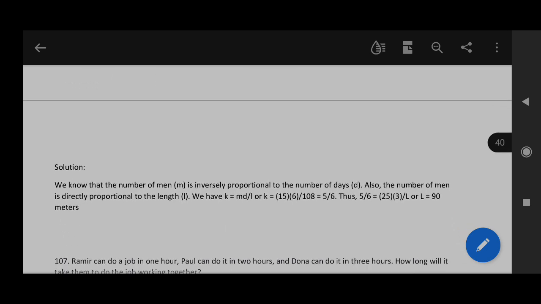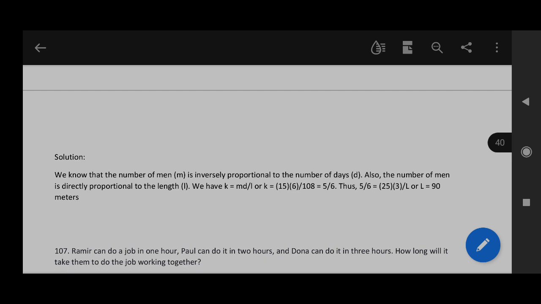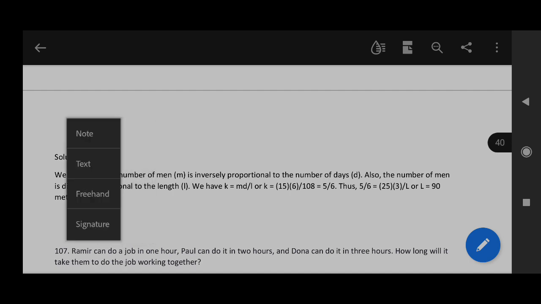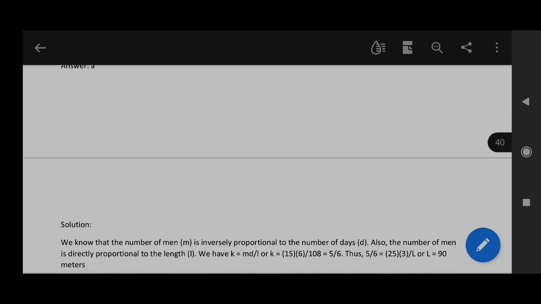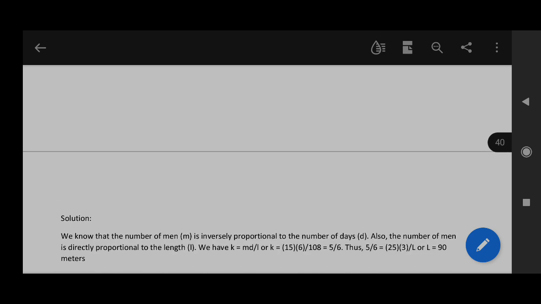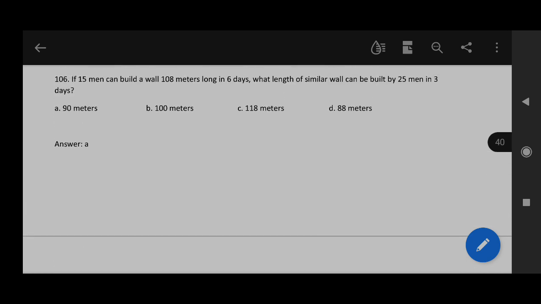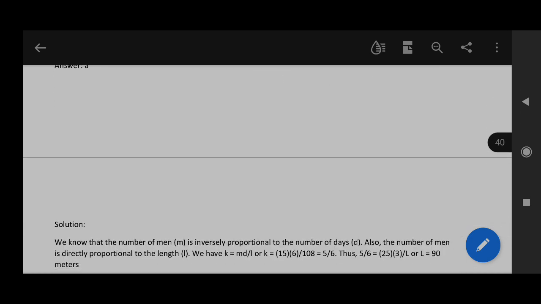Solution: we know that the number of men, or M, is inversely proportional to the number of days, D. Also, the number of men is directly proportional to the length. So you will have a variation there, guys. We have K equals MD over L, or K, substitute the values obtained: 15 times 6, divided by 108. That gives 5 over 6.